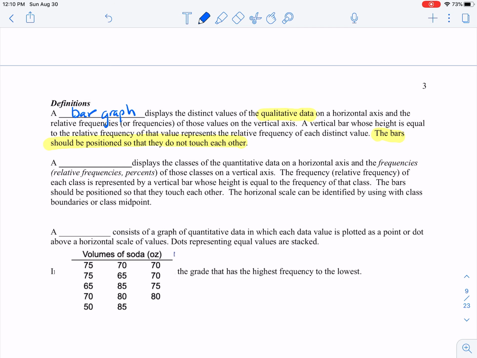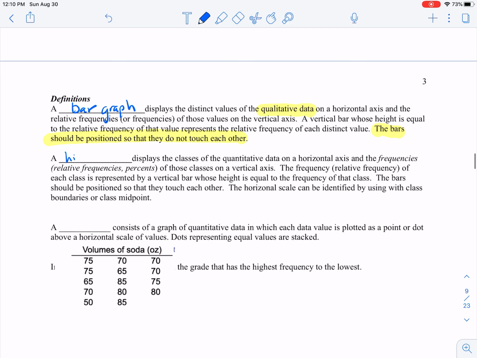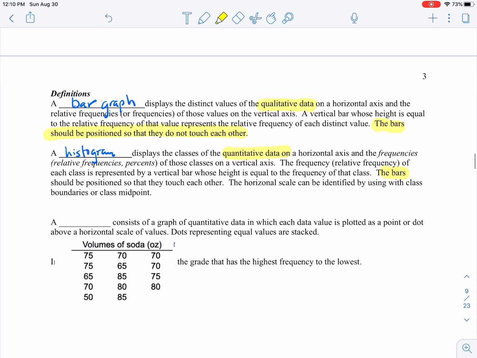qualitative data, and then we also have a histogram. This will be used for quantitative data, and the bars should be positioned so that they touch each other. So those are the main distinctions between the two graphs. They look very similar, but we want to pay attention to minor details. One is being used for qualitative, the other one is for quantitative.